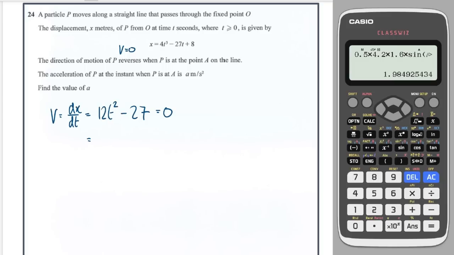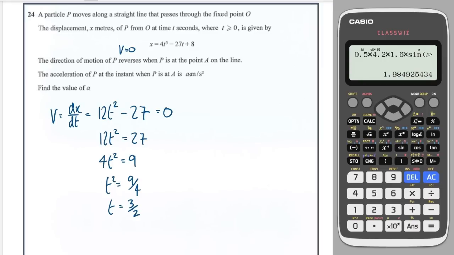And I'm going to add on the 27 to the other side, divide through by 3, divide through by 4, and square root, which is fine to do so because the negative, we can't have negative time anyway, so the time is 3/2.